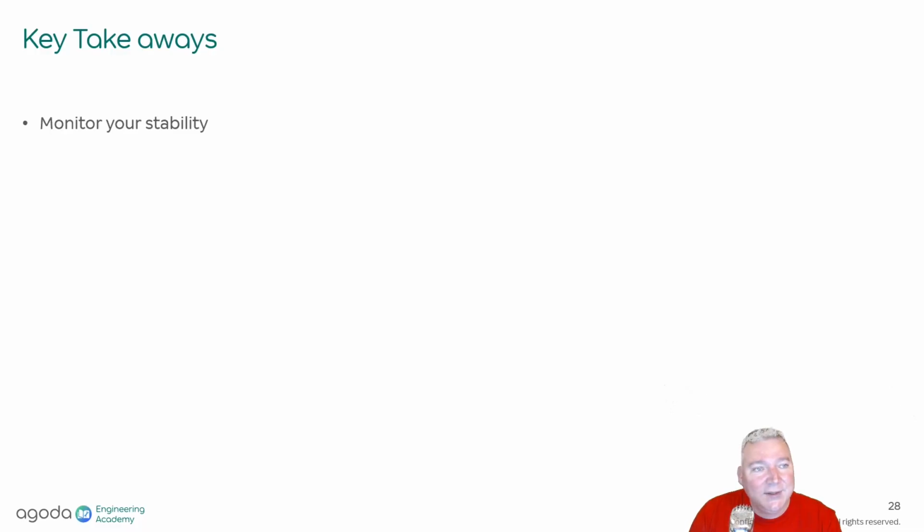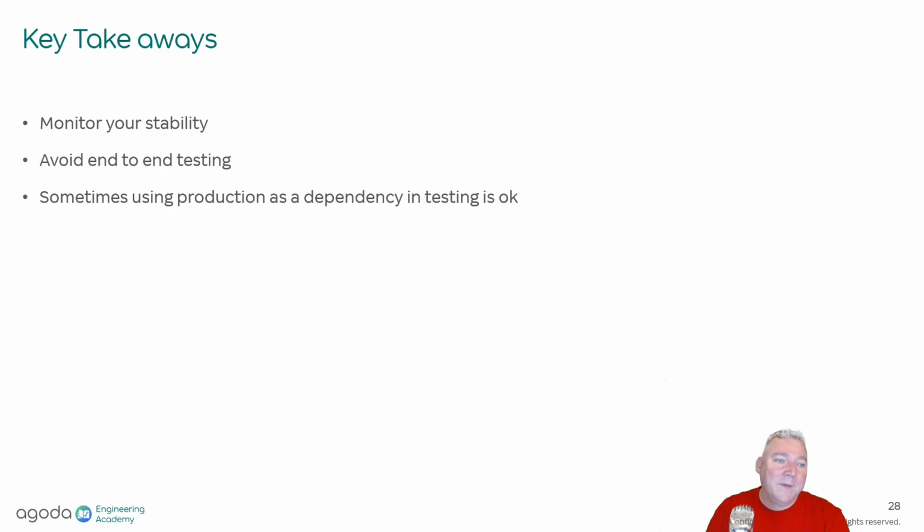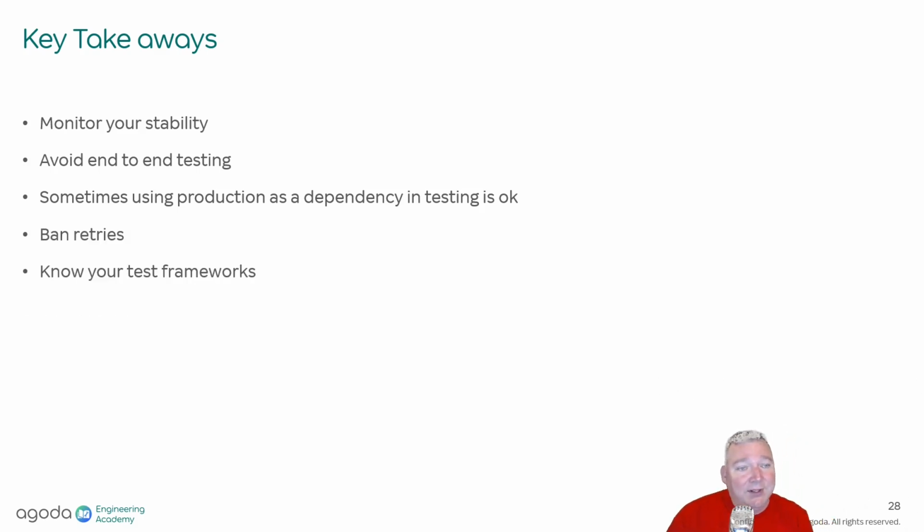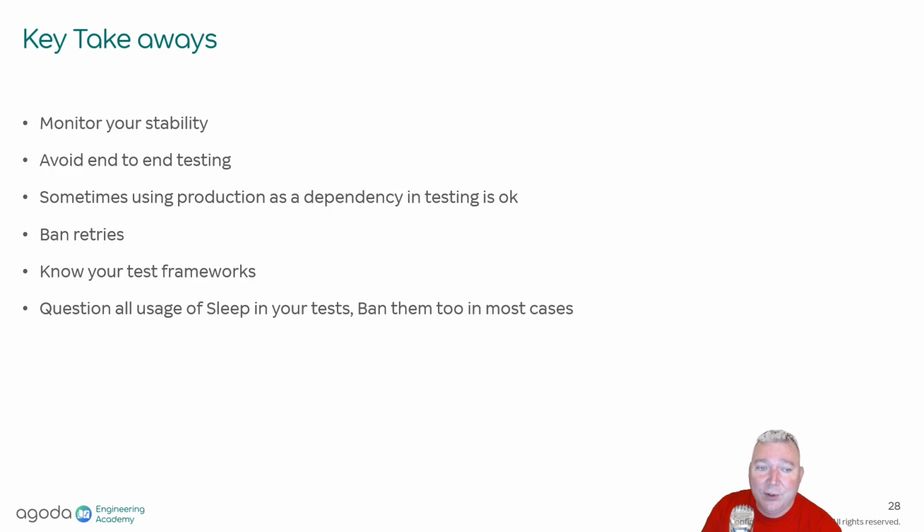So key takeaways: monitor your stability, avoid end-to-end testing. Sometimes using production as a dependency in testing is okay. Don't be afraid, but be careful. Ban retries, know your test frameworks, question all usages of sleep in your tests, ban them too in most cases, and check out Testcontainers. I think it's a really cool framework.